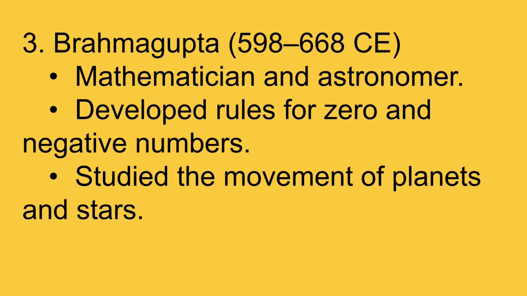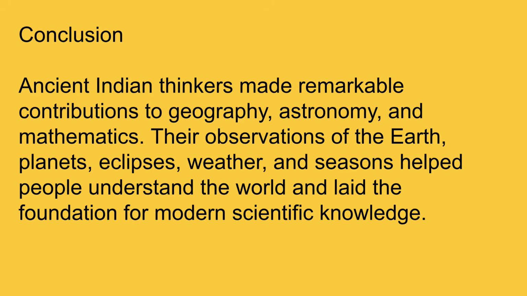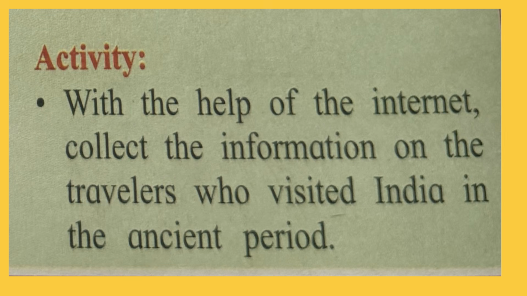A renowned mathematician and astronomer, he is famously known for developing the fundamental rules for zero and negative numbers. Beyond his mathematical contributions, Brahmagupta also dedicated his studies to the movement of planets and stars, providing early insights into celestial mechanics. Next is Bhaskaracharya, also known as Bhaskara II, a prominent figure of the 12th century. He was a brilliant mathematician and astronomer who authored the influential text Siddhanta Shiromani. Bhaskaracharya's work offered deep insights into planetary motion and included significant breakthroughs in mathematics, further advancing the scientific knowledge of his time.